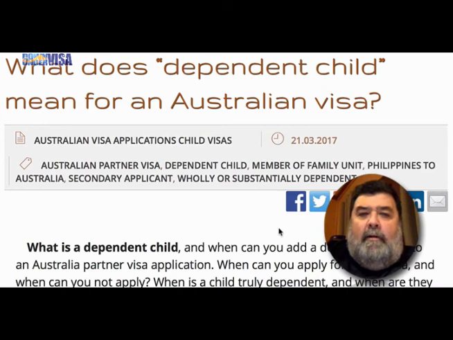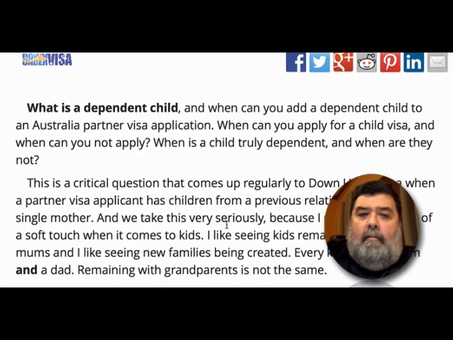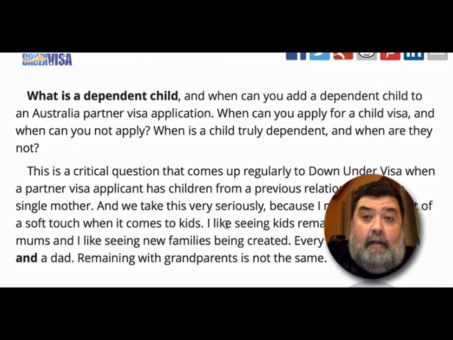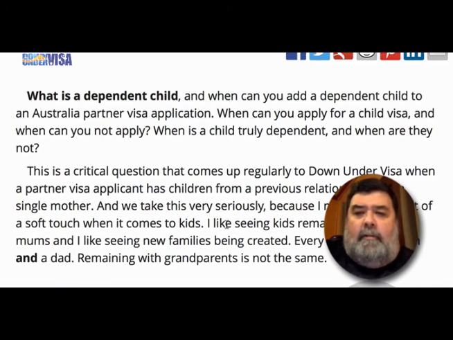What does dependent child mean for an Australian visa? What is a dependent child, and when can you add a dependent child to an Australian partner visa application? When can you apply for a child visa, and when can you not apply? When is a child truly dependent and when are they not?